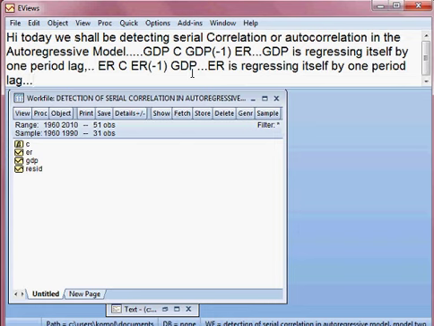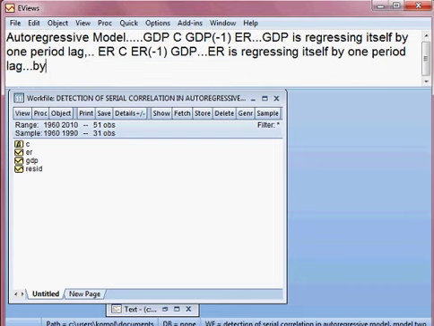and we shall be checking whether this autoregressive model has serial correlation or not by using the correlogram approach.